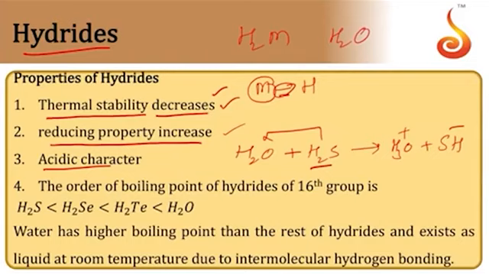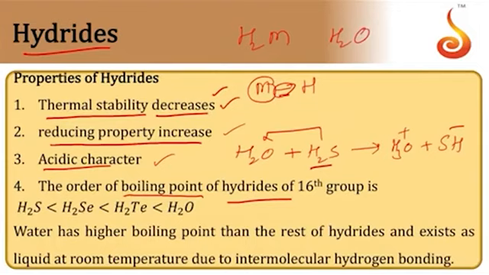So acidic strength is increasing down the group because the bond strength is decreasing down the group. The order of boiling points of these hydrides: boiling points of covalent molecules will depend upon the van der Waals forces, which in turn depend upon the molar mass. Higher molar mass is always going to have higher van der Waals forces, thereby the boiling point is going to be higher.